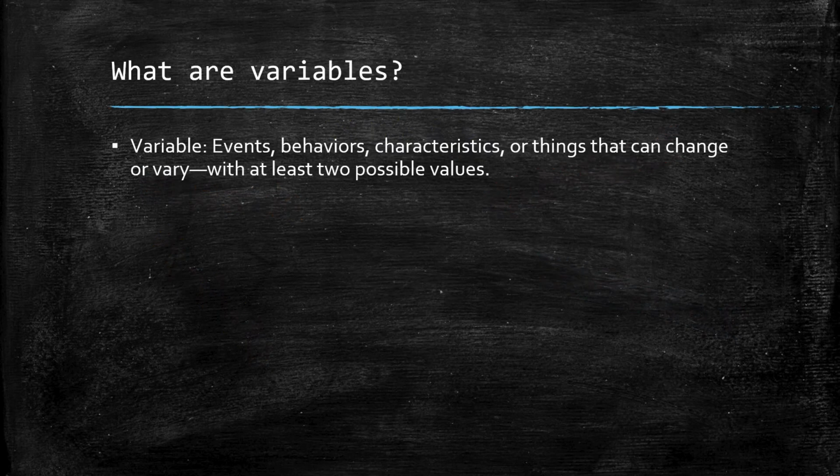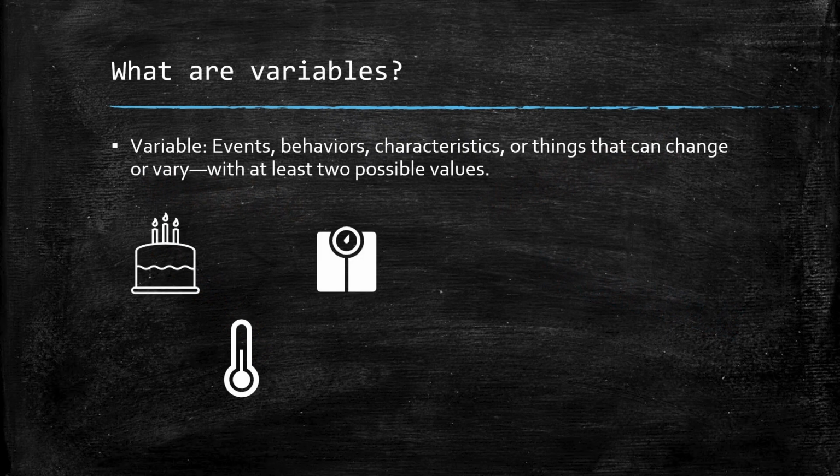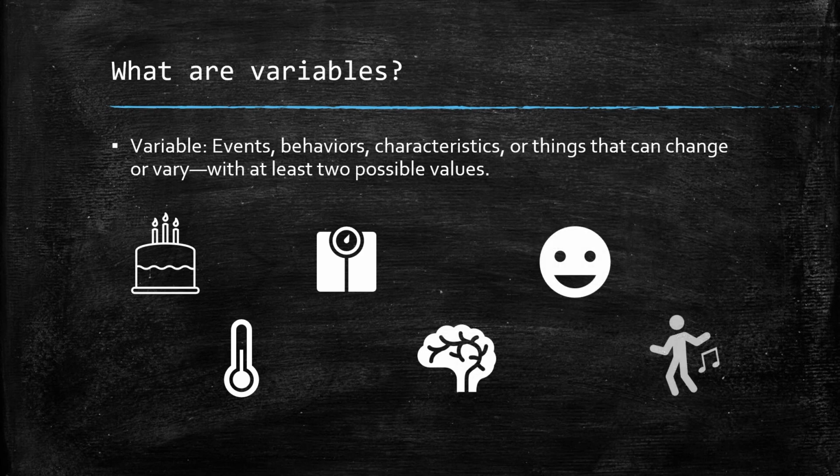But what are variables? Variables are things that can vary. They are characteristics or things in our world that can change or have variation. They can be as simple as things like age, temperature, or weight, to more abstract things like intelligence, happiness, or even the desire to dance. What is important, though, is that a variable has to have at least two possible values.